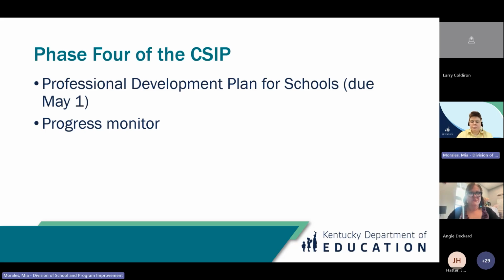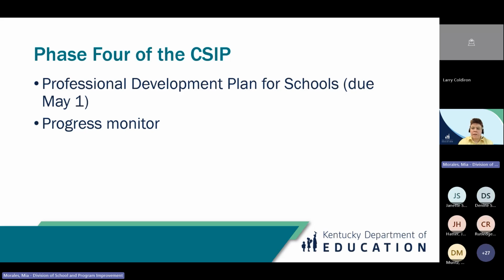So Phase 3 of the Comprehensive School Improvement Plan was due on January 1st. So right now we are in Phase 4. And there is the Professional Development Plan for Schools that is May 1st. And then also progress monitoring. So looking at the plan and seeing if it's working the way it's supposed to, or if any edits need to be made.